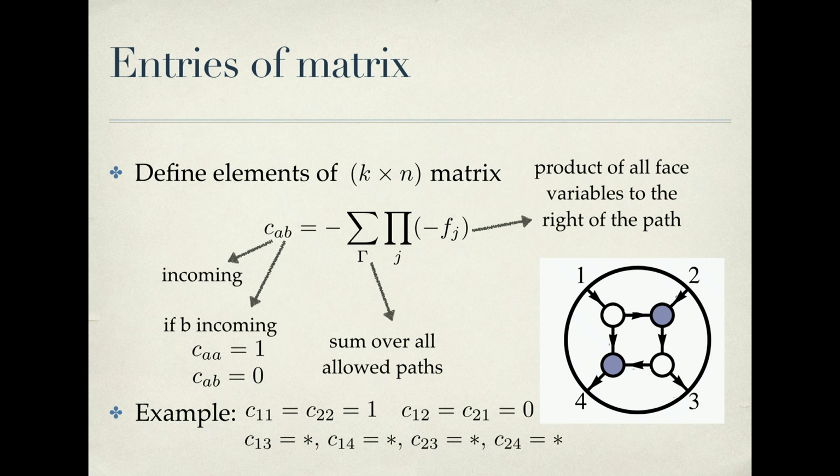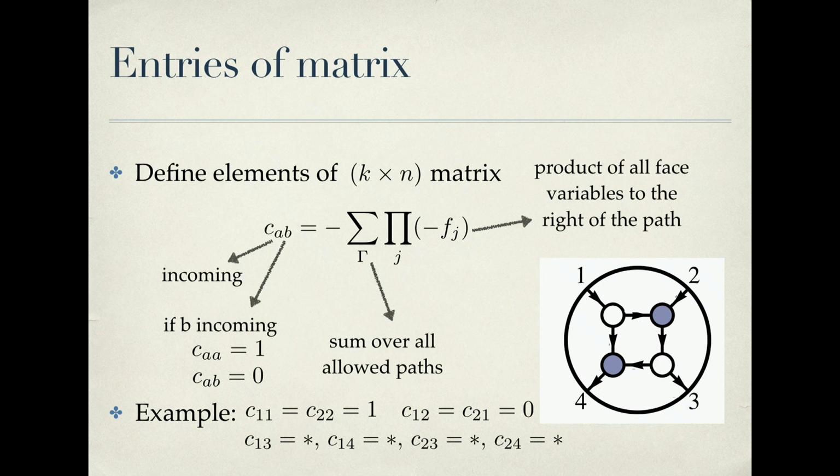And there are these phase variables. I will show it on the next slide. And I take the product of all these variables to the right of the path. Yeah? So that's the rule. And if there are more paths, I have to sum over them. So this is the product of variables along one path, and if there are more of them, I sum over them.